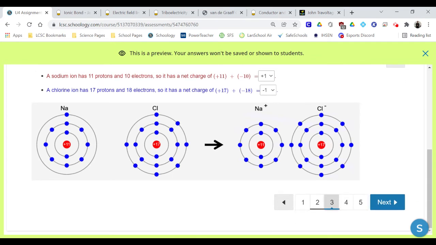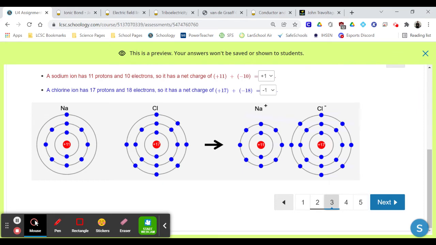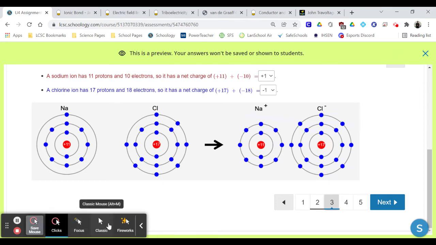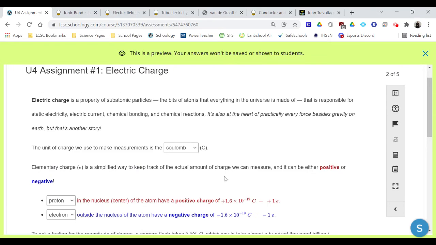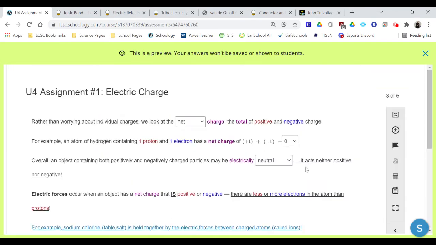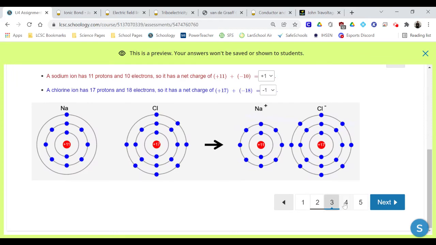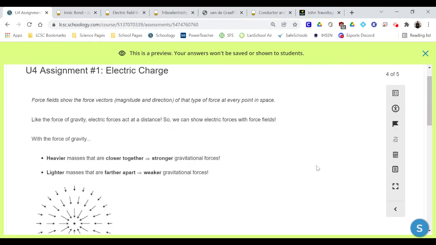Oh, I lost my mouse. There we go. Oops. Okay. So let's go on to the next page.